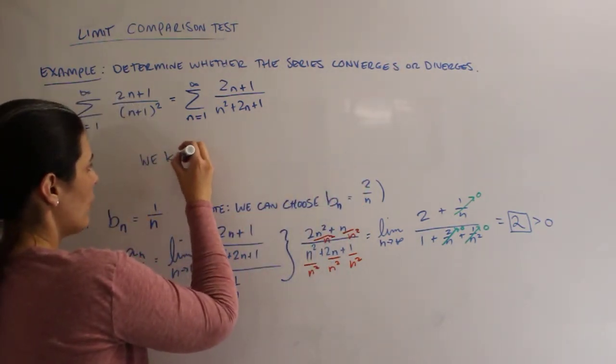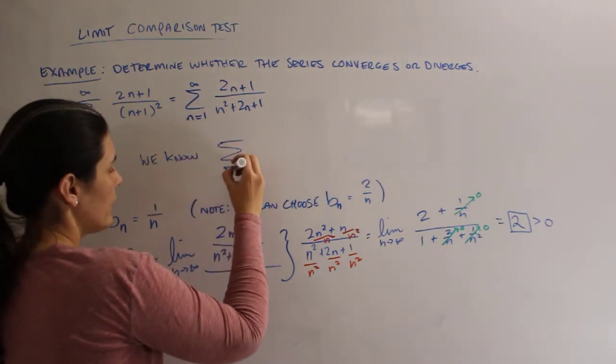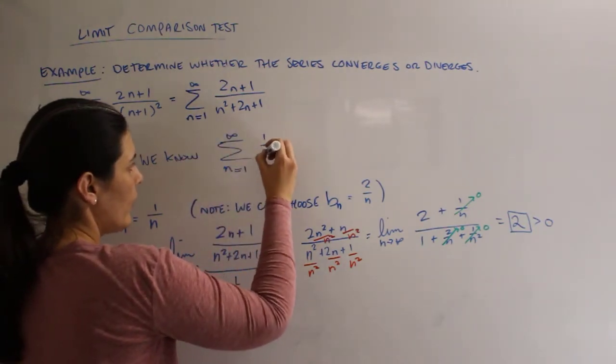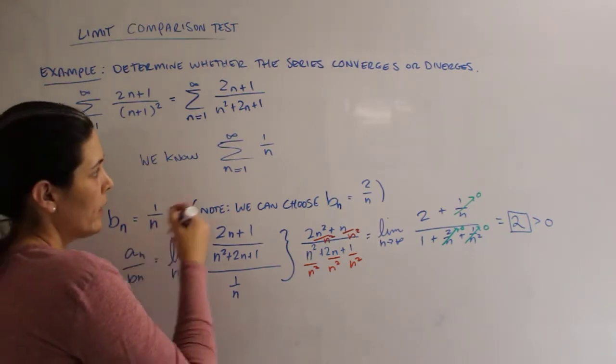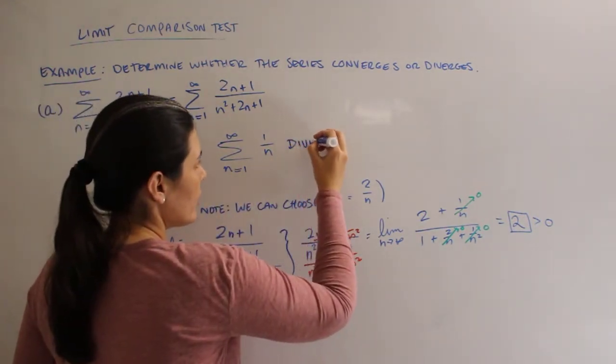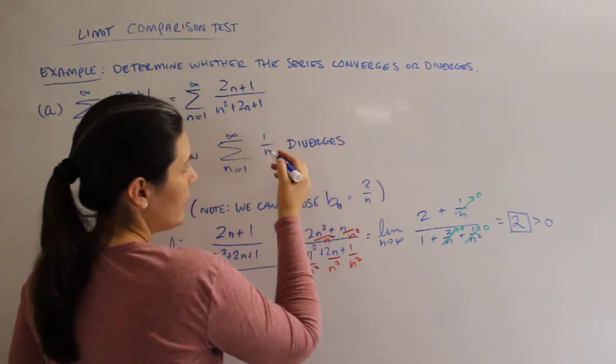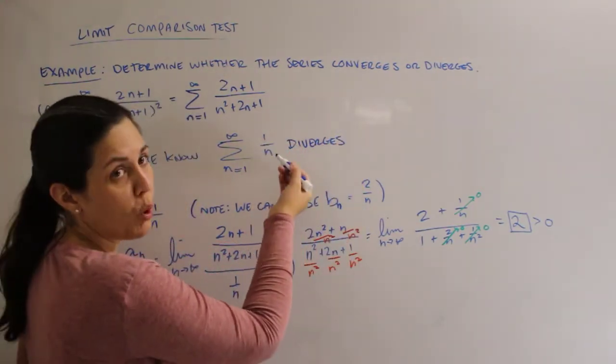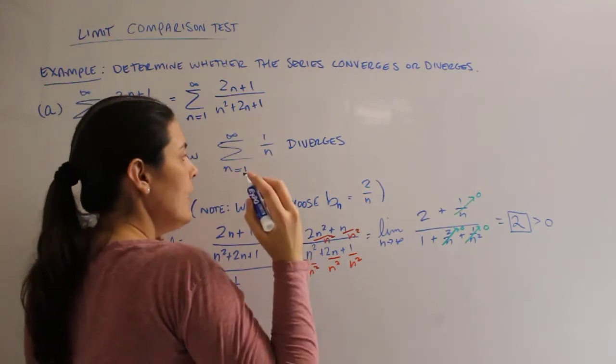We know the series, as n goes from 1 to infinity, of 1 over n. That was our b sub n choice. We've seen this one over and over, we know it diverges. This is the harmonic series, or p-series when p is 1. This one diverges.